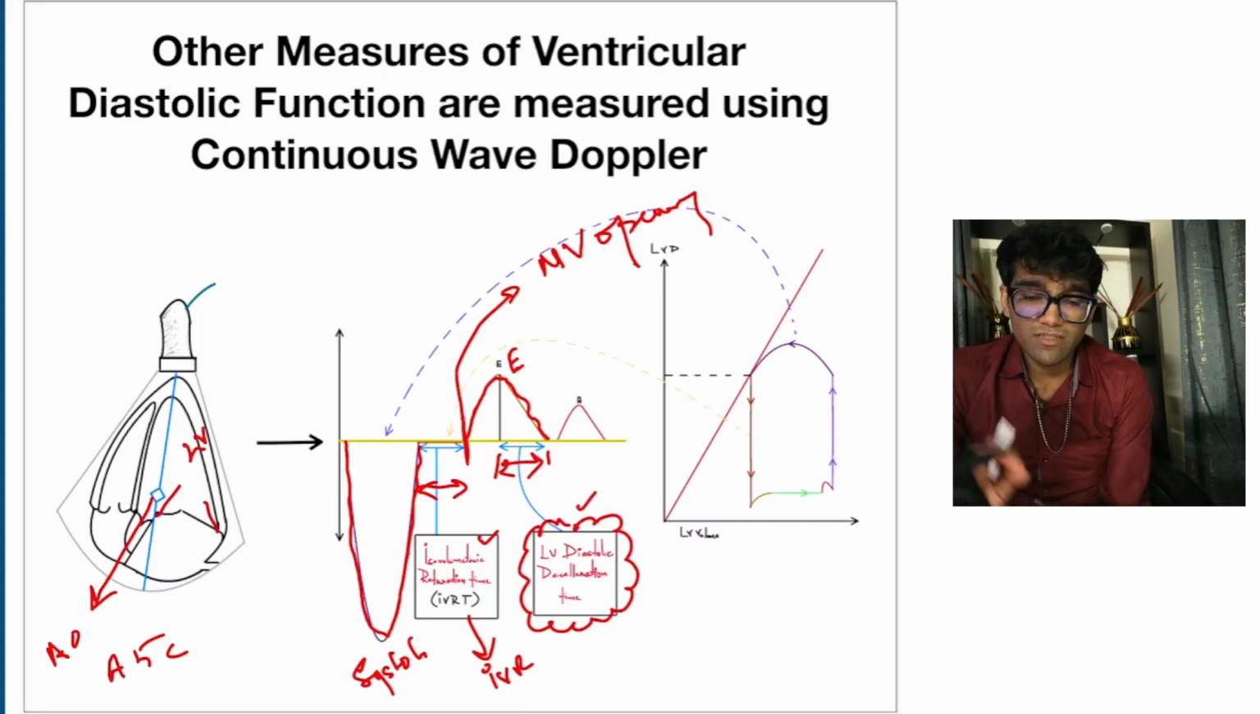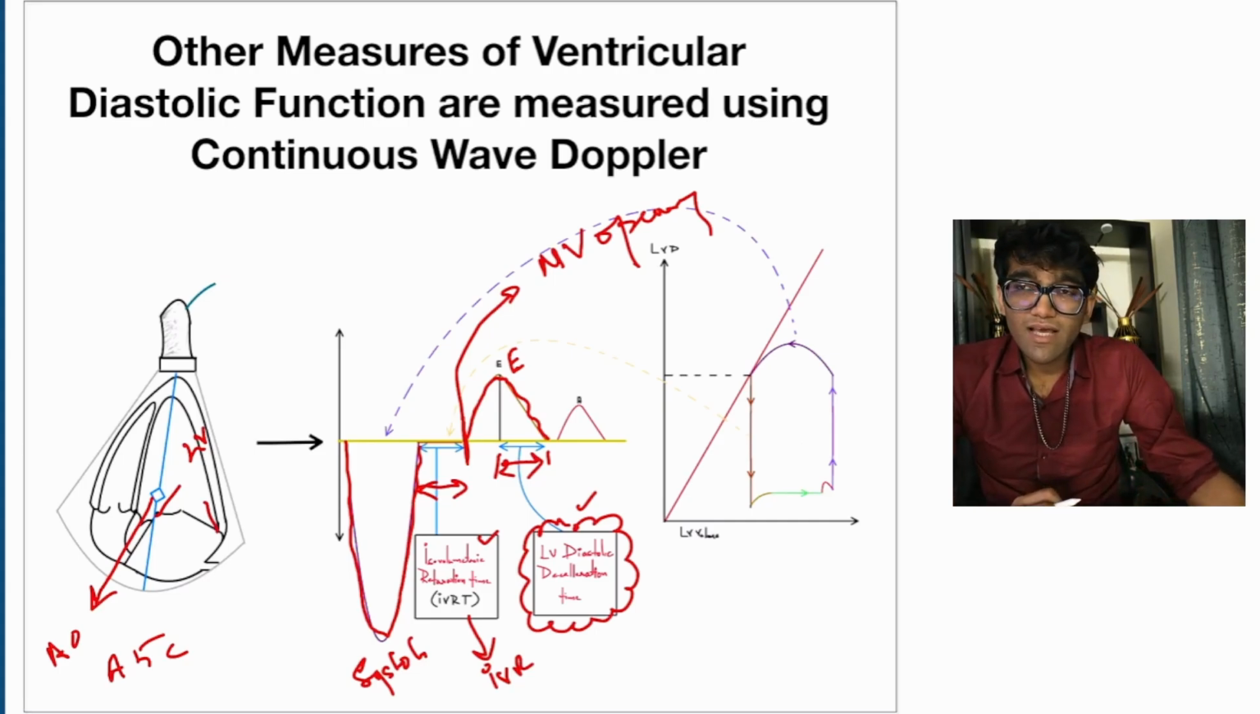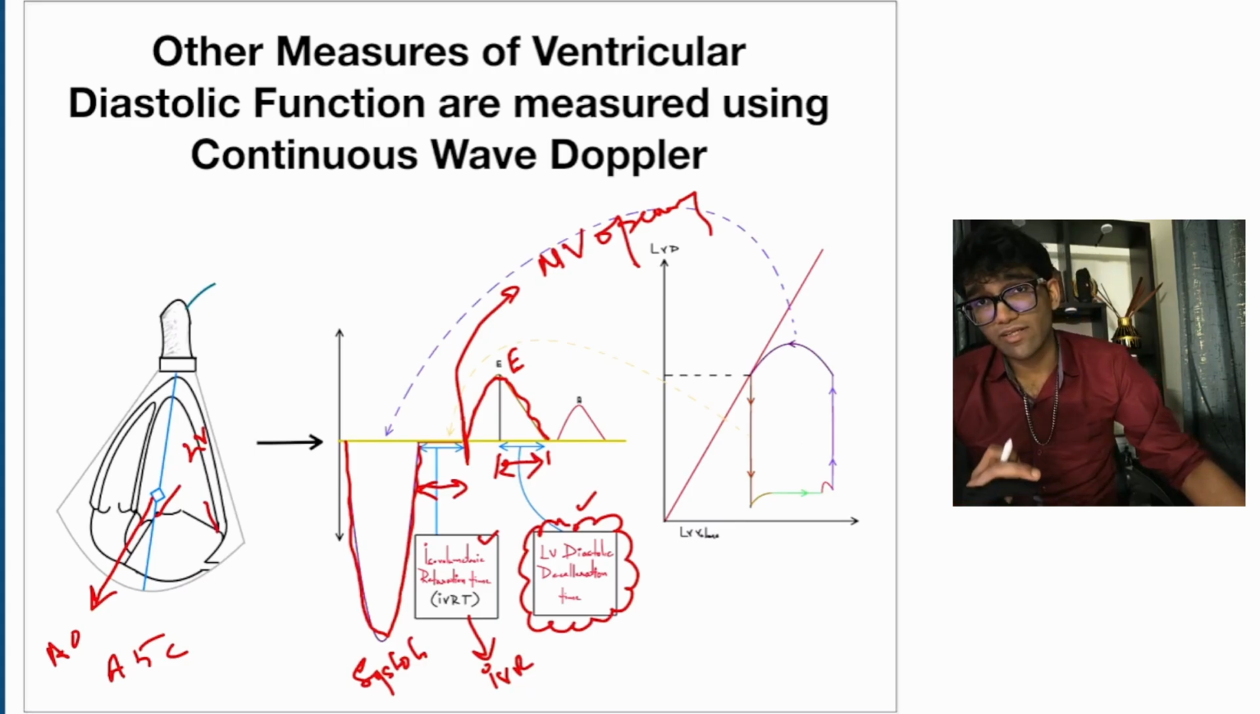Isovolumetric relaxation time is quite directly related to the left atrial pressure, whereas LV diastolic deceleration time is related to the amount of negative pressure that can be developed within the left ventricle. So even without measuring E prime, you can get an idea about what is causing the diastolic dysfunction. Is it just a reduction in the negative pressure being developed within the left ventricle, or is it both?